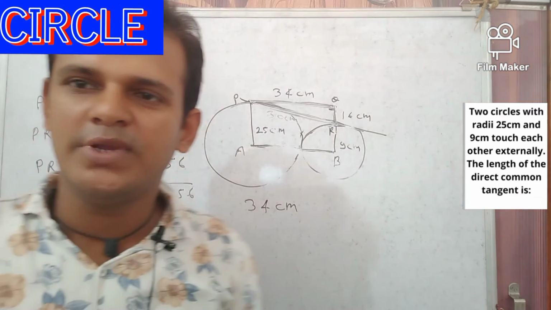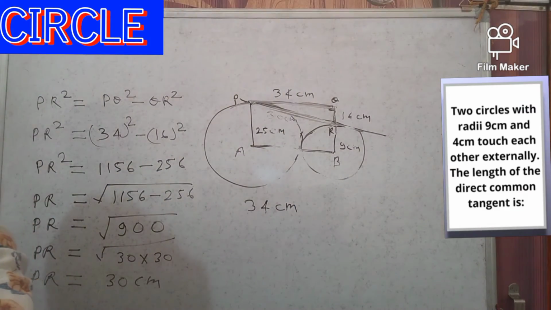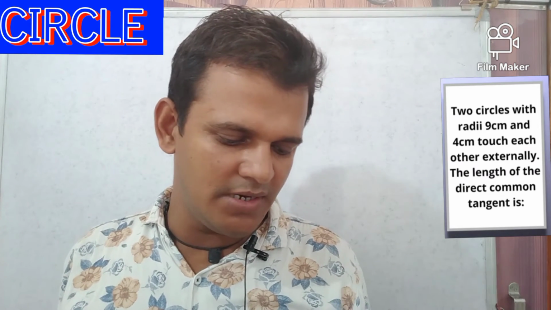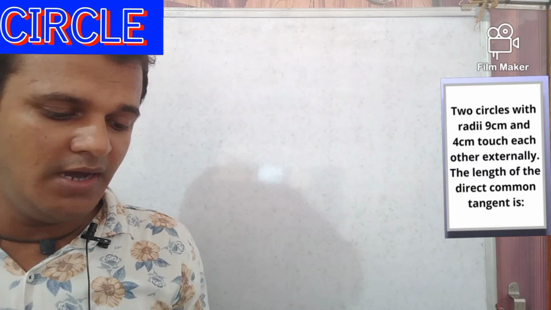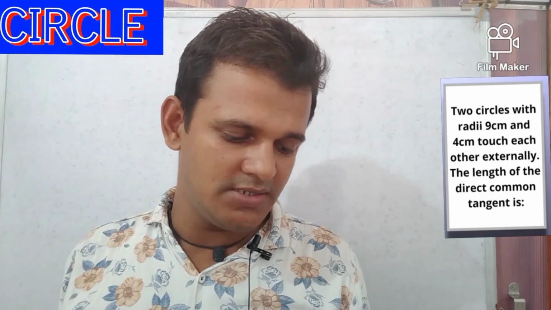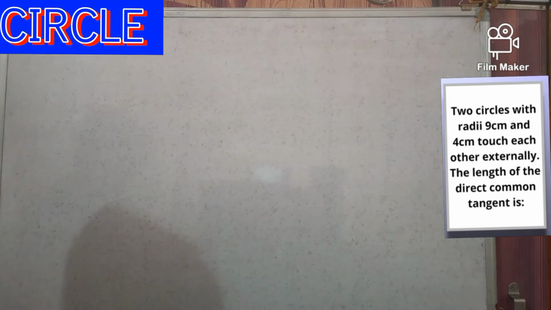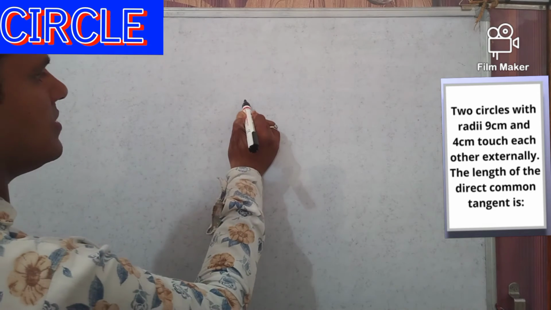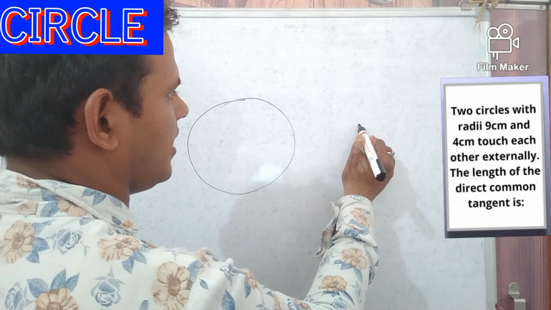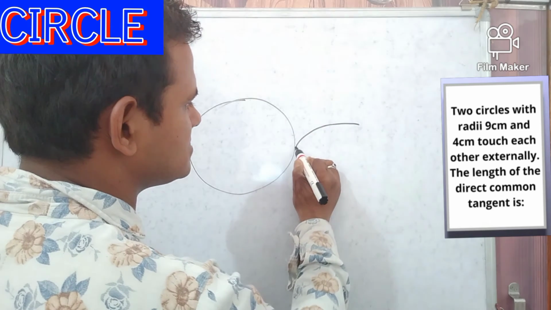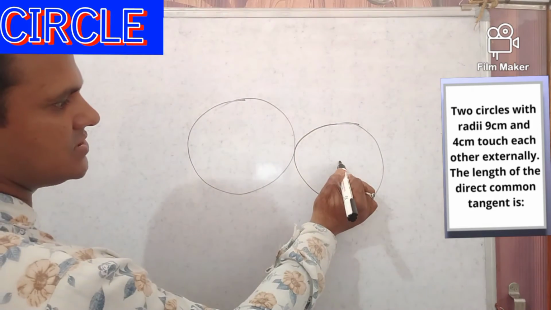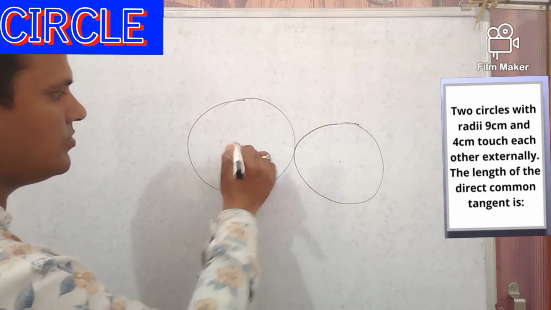So move to question number 2. Question number 2 is, two circles with radius 9 centimeter and 4 centimeter touch each other externally. The length of the direct common tangent is. This question is like the previous question. This is a big circle and this is a small circle, but they touch each other externally. This is the center of this circle and this is the center of this circle.